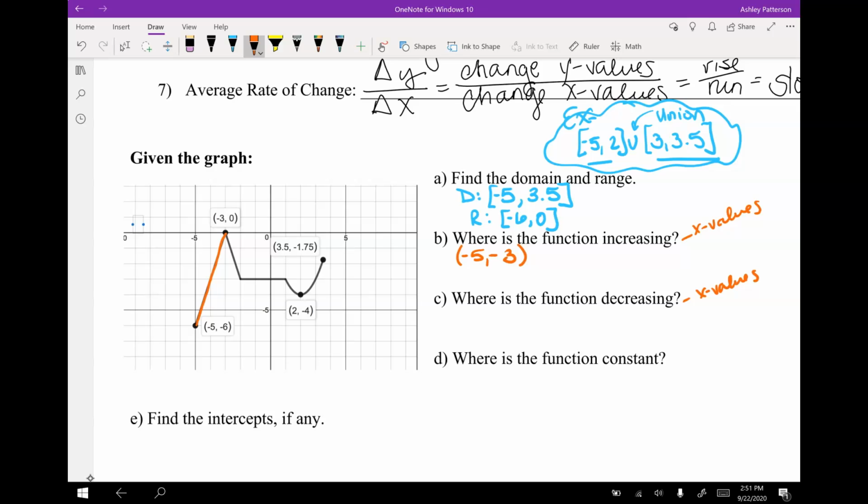So this represents from -5 to -3, my y values are increasing. And then oh, it looks like they increase from 2 to 3.5. So we're going to say union, parentheses, 2 to 3.5. Again, we don't use brackets. We're not talking about including values. We're stating intervals of space to where the y values are increasing.